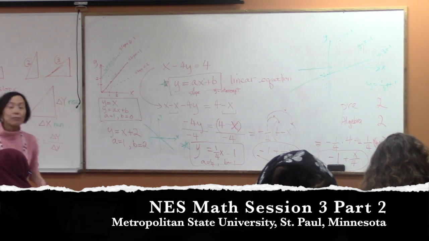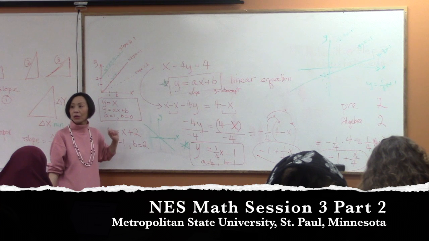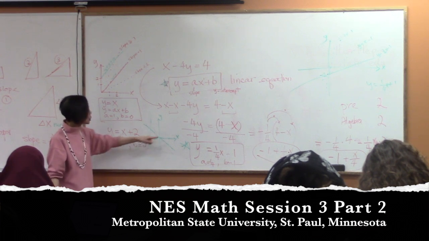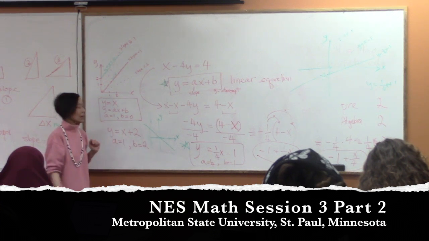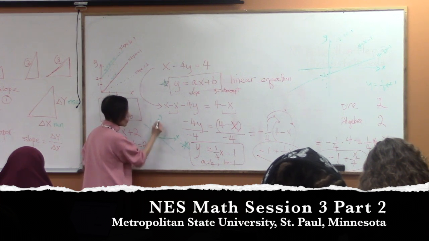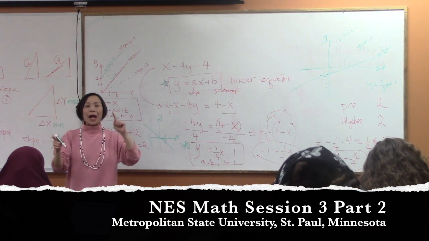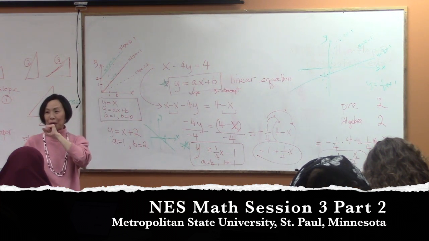y equals, b is 0, right? Because it's going through here, so b is 0. But what is the relationship between x and y? That means if I go over 1, do I go up or go down? I go down 1, so you get negative 1.